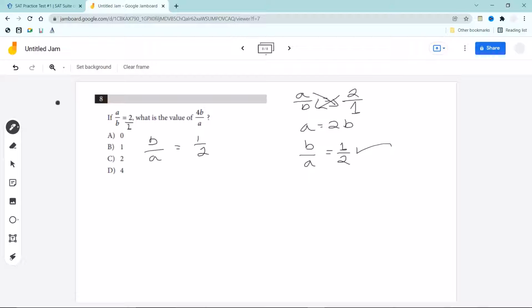Then they want us to find 4B over A, so all we have to do is multiply this by 4 over 1, right? Because that'll give us 4B over A just by fractional multiplication. Okay, great, 4 over 1, perfect. So that means that 4B divided by A is just 4 over 2, which is just 2, right? That's all we've got to do there. Final answer is 2. It's very similar to the last problem, right? We're using that concept of reciprocal to get the answer correct.